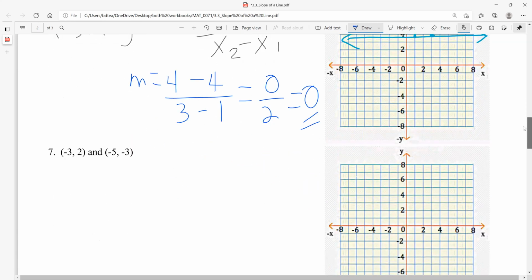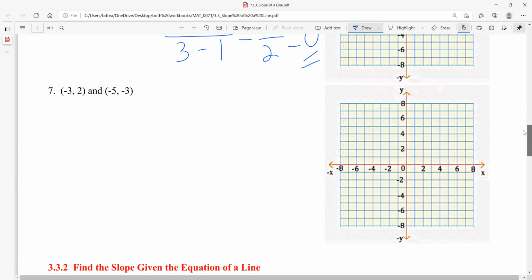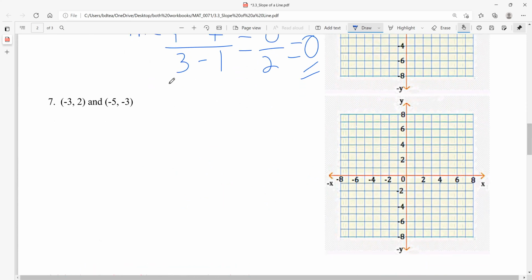All right, let's look at the second one here. Again, let's just plot the points first so we can know what the slope should be like. They should be the same. So let's plot these points.